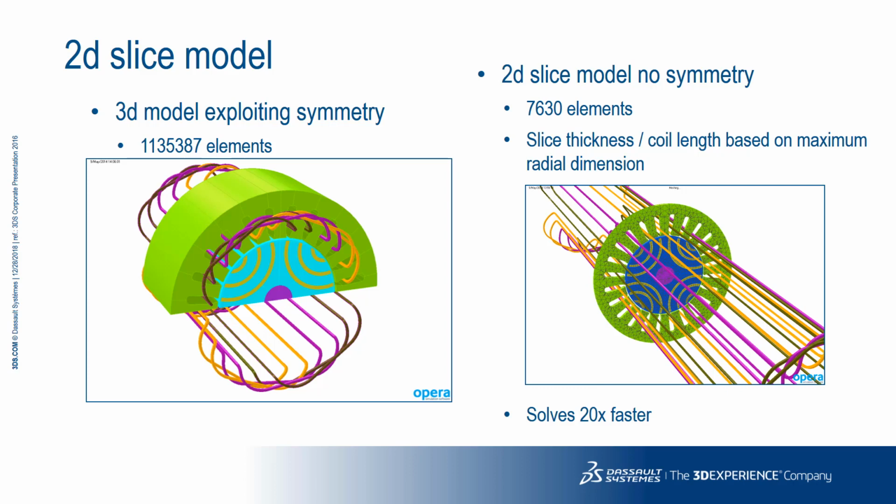The solution then takes a mere 2 minutes, even though we're solving a full 360 degrees. So a 20-fold increase in throughput. But we haven't lost any of the data from the 3D model, so reflation of the model back to 3D is a simple task.